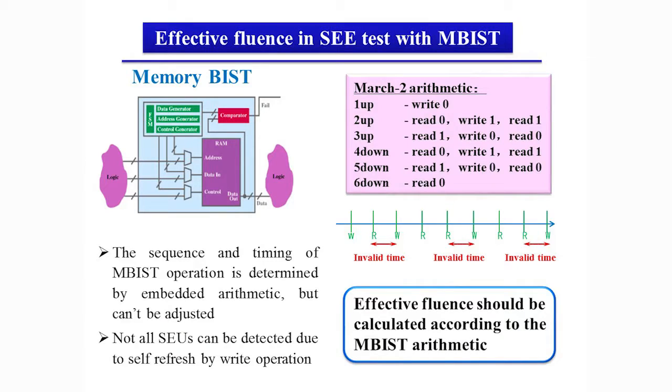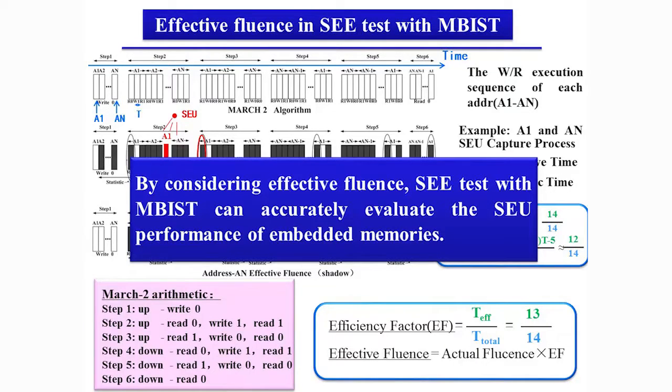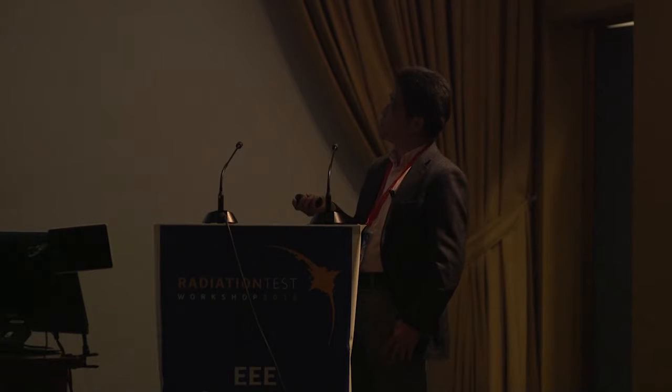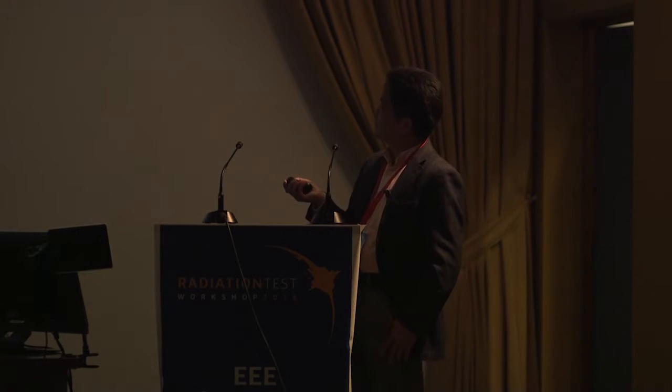But when we do this, we have to know what the effective fluence is in SEE test, especially with the MBIST. Here are some details for how to calculate the effective fluence. Depending on the arithmetic, they will give a different effective fluence. But anyway, by considering the effective fluence, SEE test with the MBIST can accurately evaluate the SEU performance of the embedded memory.